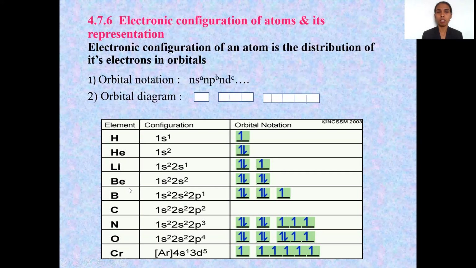Same like beryllium. Beryllium मध्ये atomic number आहे 4, so the electronic configuration will be 1s2, 2s2. Orbital notation is like this. Directly we'll see here the oxygen. Oxygen atomic number is 8, so electrons will be 8.